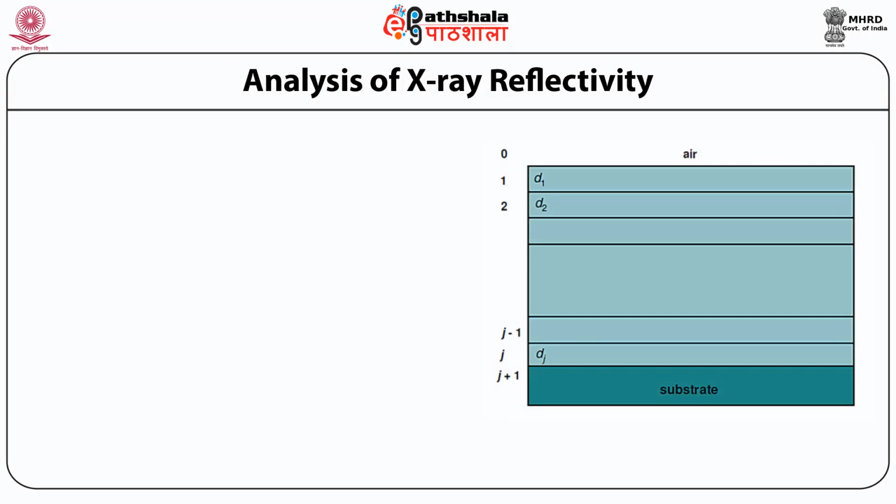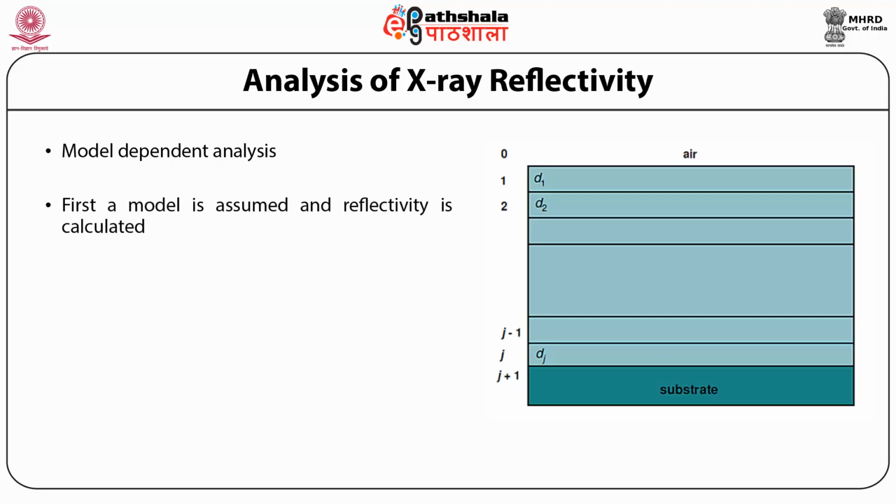Analysis of X-ray reflectivity. Here we go a little further and discuss how the reflectivity of a multilayer, or a system with graded electron density, can be probed with X-ray reflectivity. This is a model-dependent analysis. We break the entire specimen into smaller layers, and we first assume a model of the estimated electron density of the system.